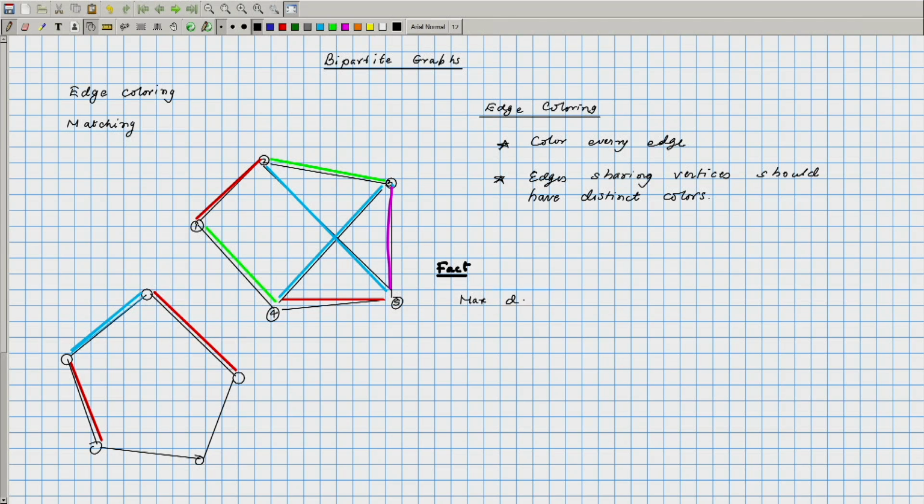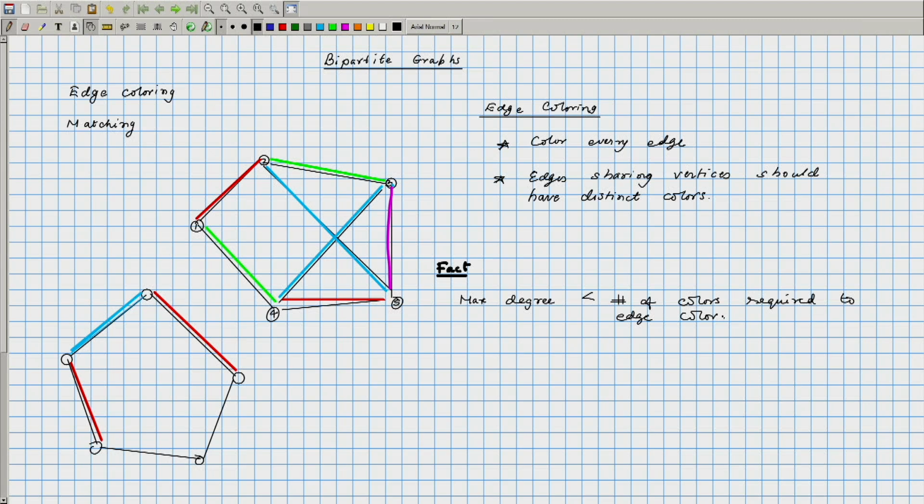Max degree can be less than the number of colors required to edge color. In the general graph, this could be the case. The C5 or any odd cycle is an example where this max degree is less than the number of colors required to edge color. Now, let us focus on just bipartite graphs.